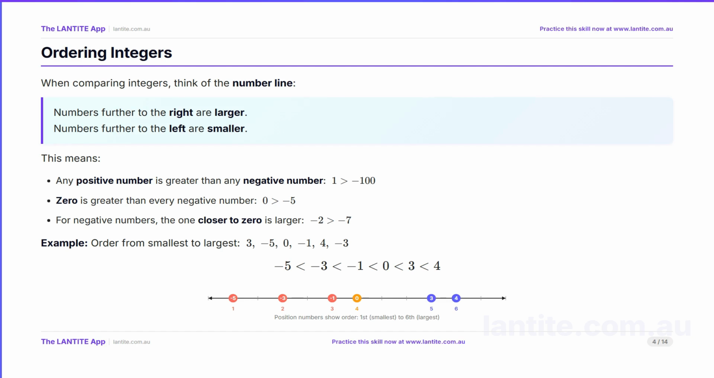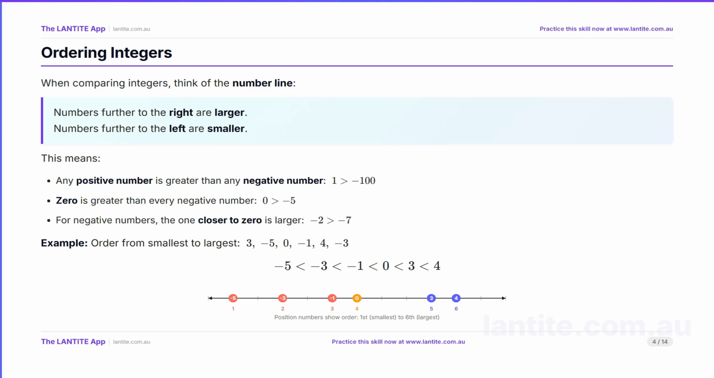Let's look at how to compare and order integers. The key idea is to use the number line. Numbers further to the right are larger, and numbers further to the left are smaller. This gives us 3 important rules. First, any positive number is greater than any negative number. So 1 is greater than -100. Second, 0 is greater than every negative number. And third, for 2 negative numbers, the one closer to 0 is larger. So -2 is greater than -7.